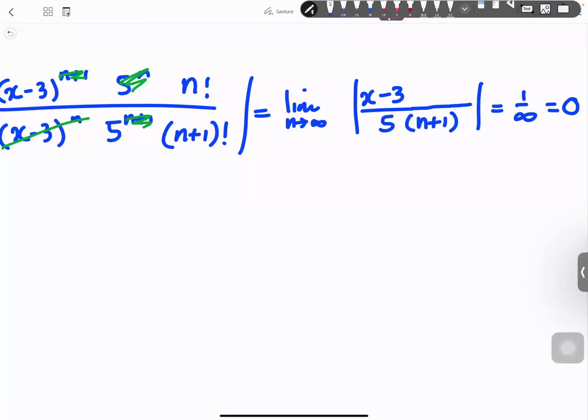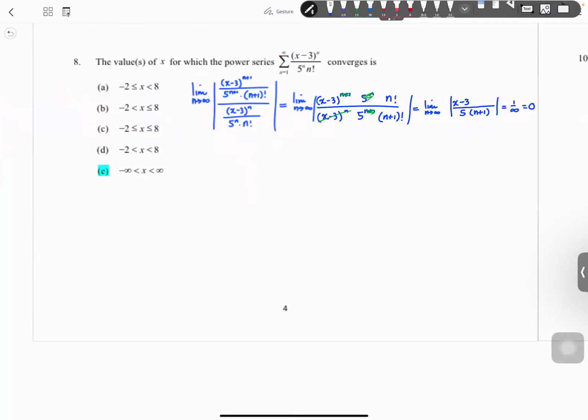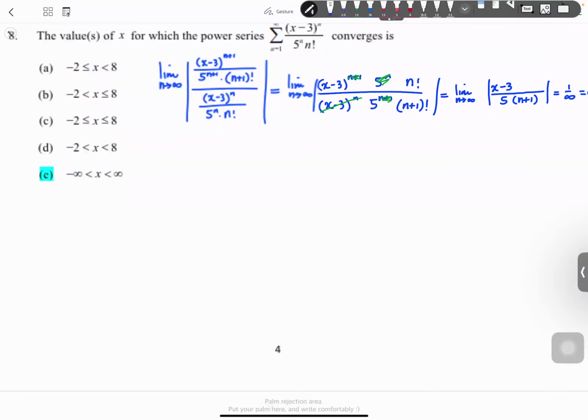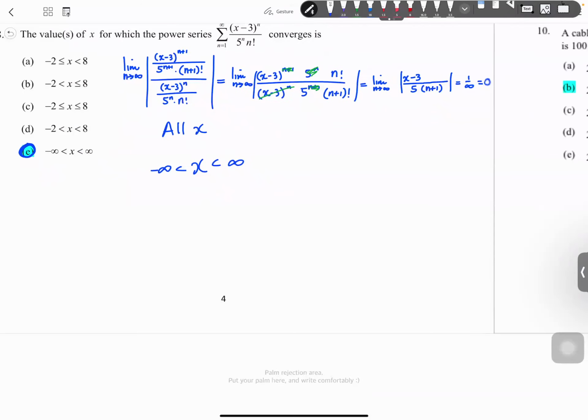So we always have convergence. In other words, any value for x will work here, right? So there's no restriction. We can say all x, or we can say x is on the interval from negative to positive infinity. Answer E. All right, so there were no restrictions here.